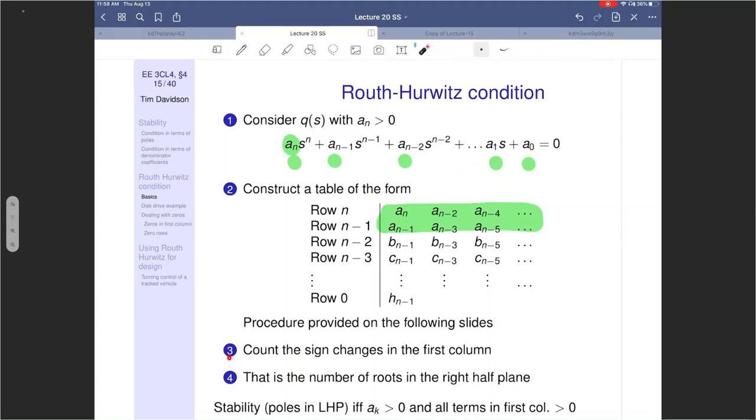Step 3 is going to be to count the number of sign changes only in the first column. And if you have no sign change in the first column, that means your system is stable. And in fact, the number of sign changes will be the same as the number of poles in the right half plane. System stability is obtained if and only if all a_k are greater than 0 and all terms in the first column are greater than 0. Right. So all a_k are greater than 0 and all the terms in the first column are greater than 0. No sign change in the first column.